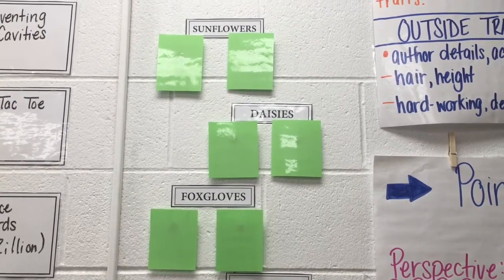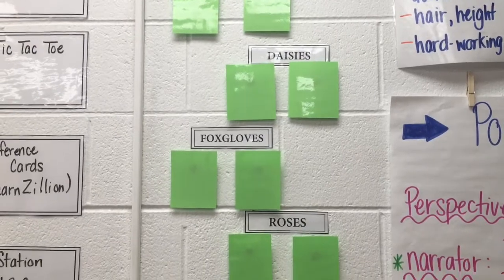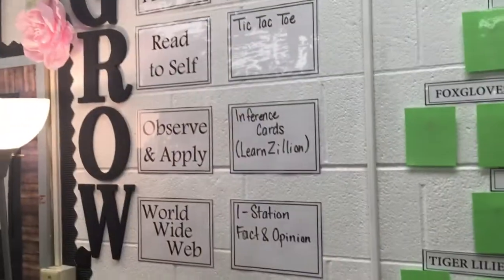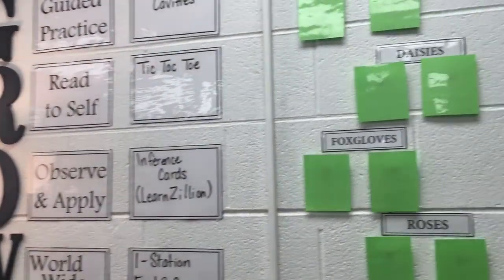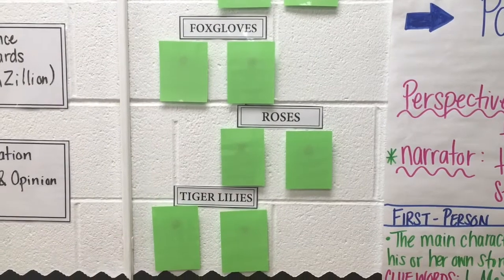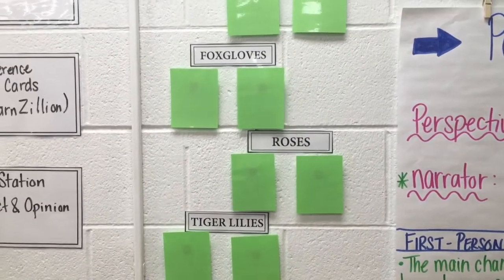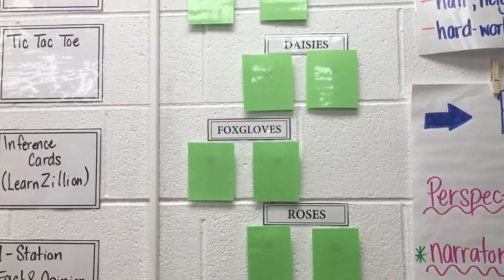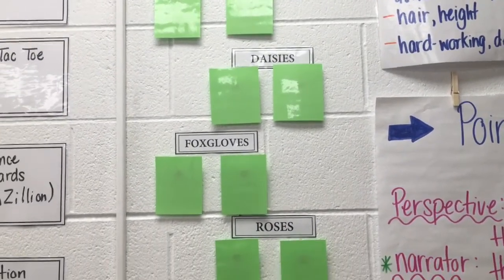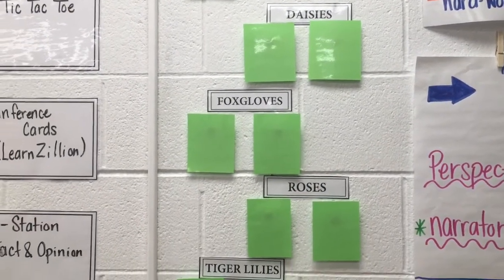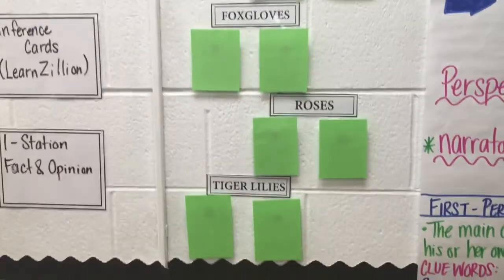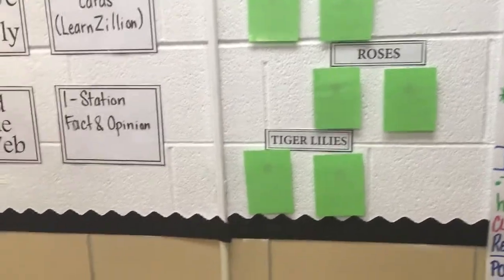I know some people do sports teams, some people do cars and shapes and colors, but just to tie in with G.R.O.W, I decided to do flowers. Because I have 2 classes every day, my class A would be on the left and my class B would be on the right. And if I said, okay, I want to see the foxgloves, they would come over and I would work with them on a specific strategy or reading level.